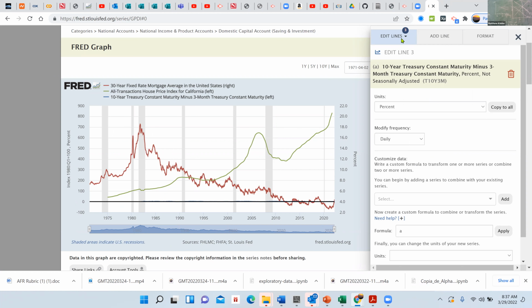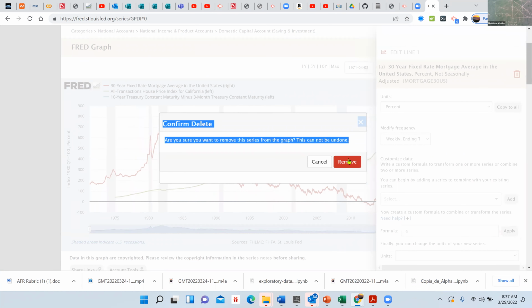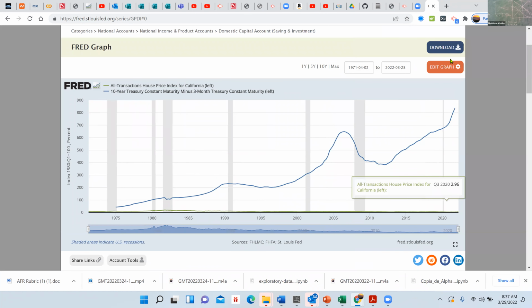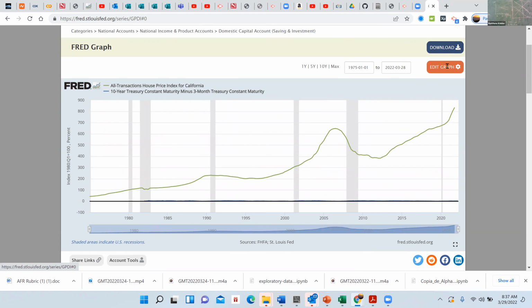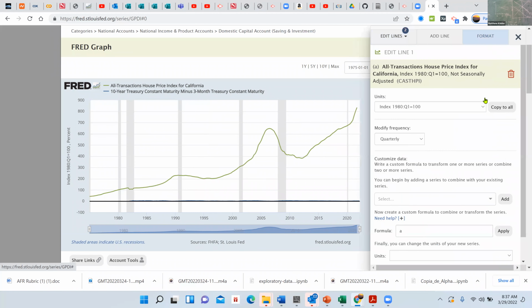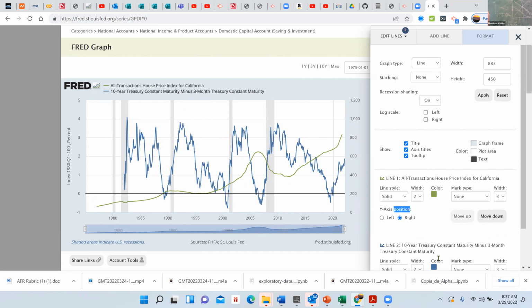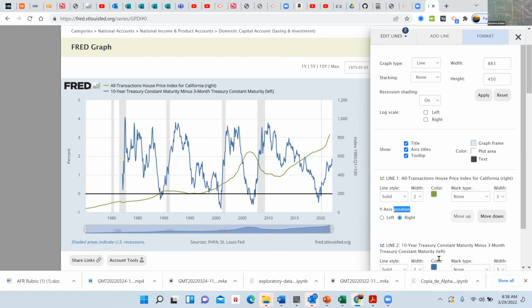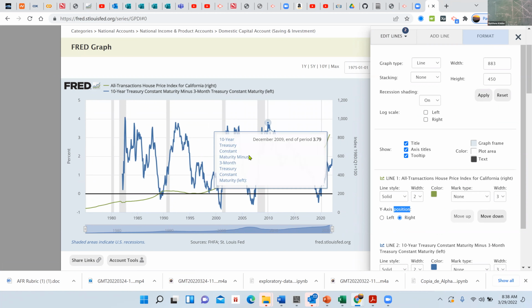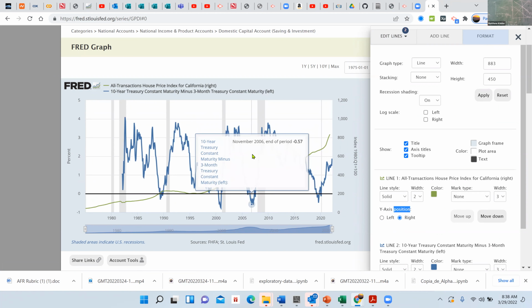And let's go ahead and edit lines. Edit line 1. I'm gonna junk this one. I'm gonna edit the graph format. I'm gonna put the house price on the right, yield curve on the left. Look at that. There's the housing price peaking. And it started to dip.